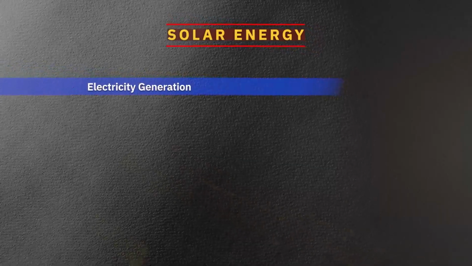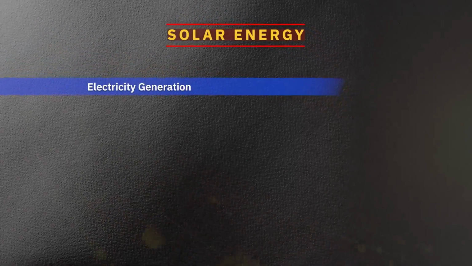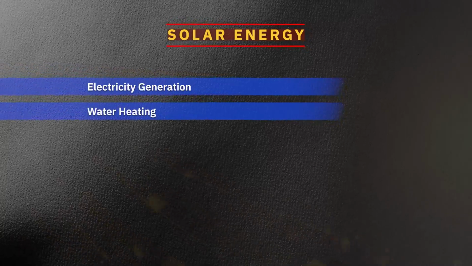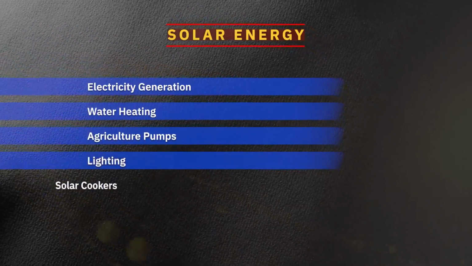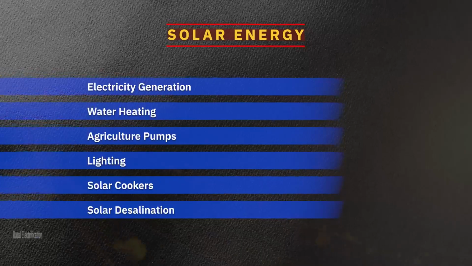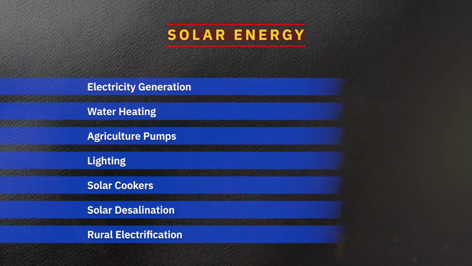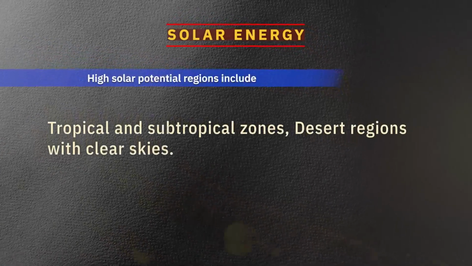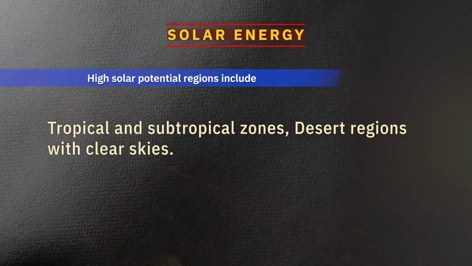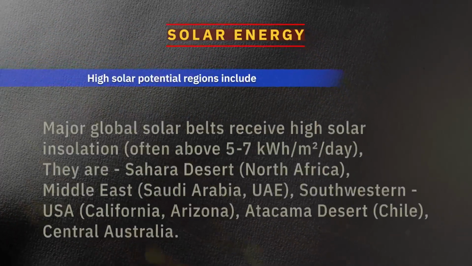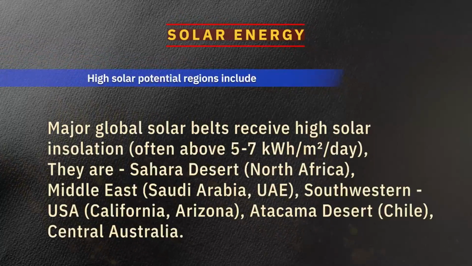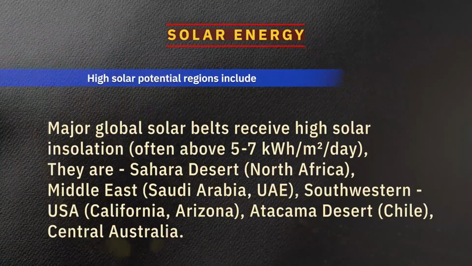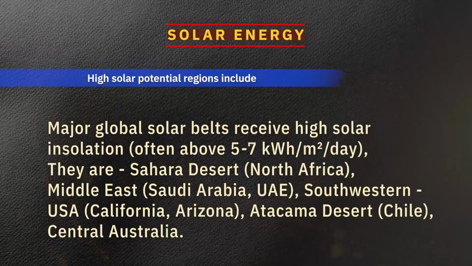Now, coming to the uses of solar energy, electricity generation is the primary use of solar energy. Other than that, water heating, agricultural pumps, lighting, solar cookers, solar desalination, and rural electrification are other primary uses of solar energy. Now, the high solar potential regions include the tropical and the subtropical zones and the desert regions with clear sky, as I have already said in my previous slide. Major global solar belts receive high solar radiation, often above 5 to 7 kilowatt per meter cube per day.